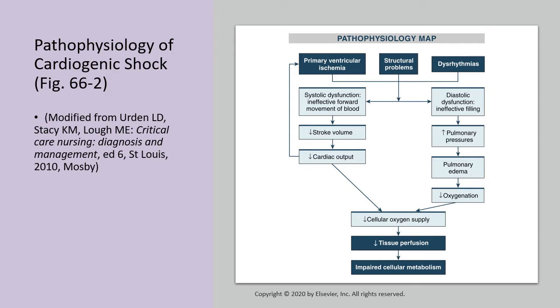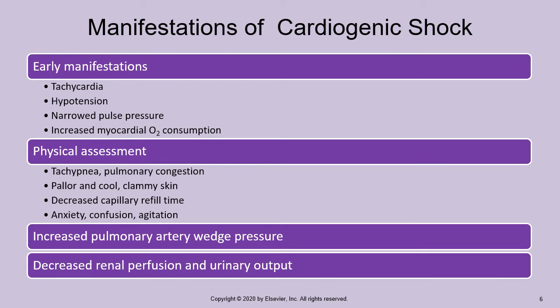The early presentation of a patient with cardiogenic shock is similar to that of a patient with acute decompensated heart failure. The patient may have tachycardia and hypotension. The pulse pressure may be narrowed, due to the heart's inability to pump blood forward during systole and increased volume during diastole. An increase in systemic vascular resistance, or SVR, increases the workload of the heart. This increases myocardial O2 consumption.